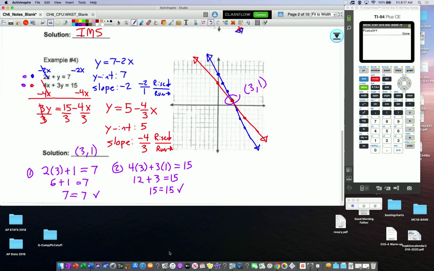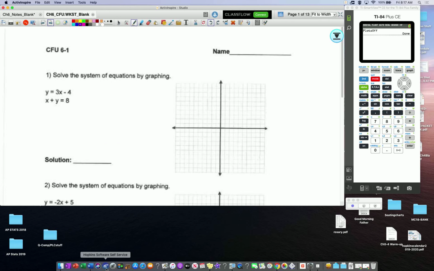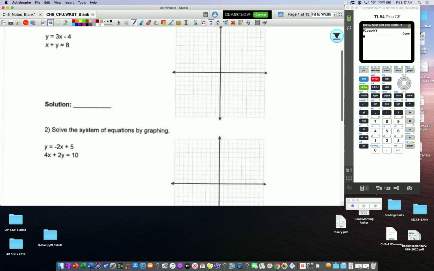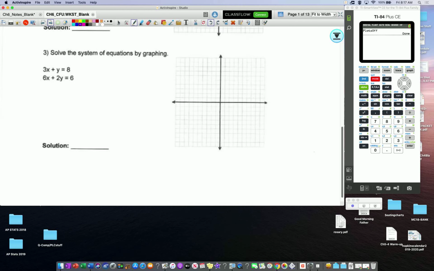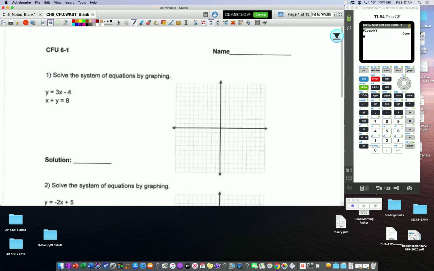All right, so what I want you to do next is go over to your CFU worksheet right now, and I want you to first try these 3 problems, and then go to the CFU video and check out your results.